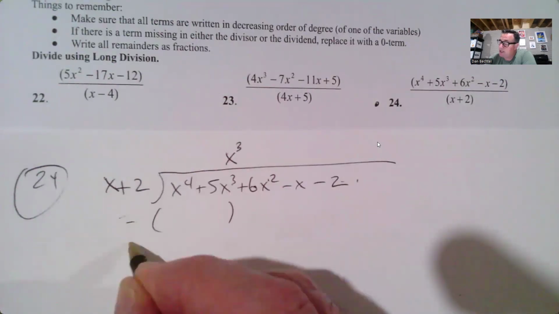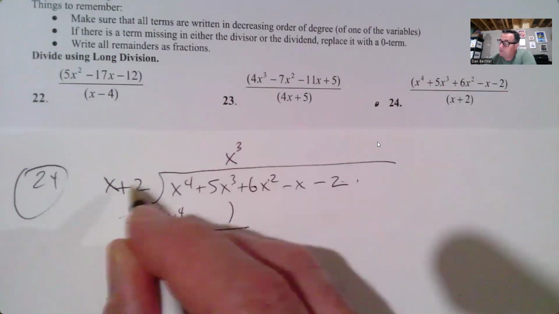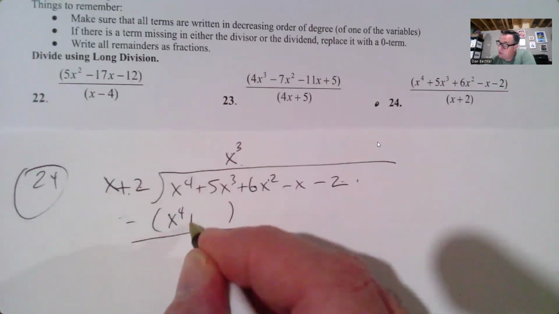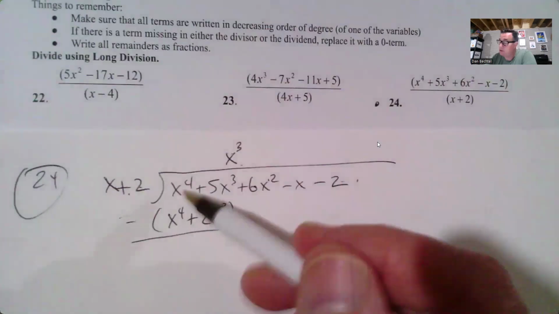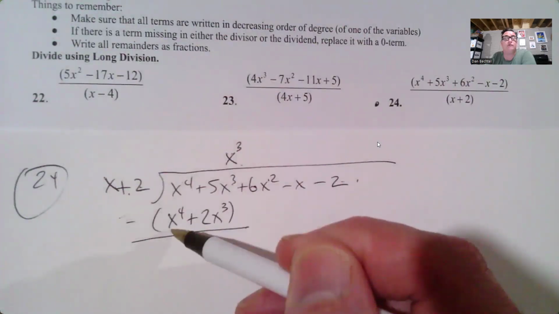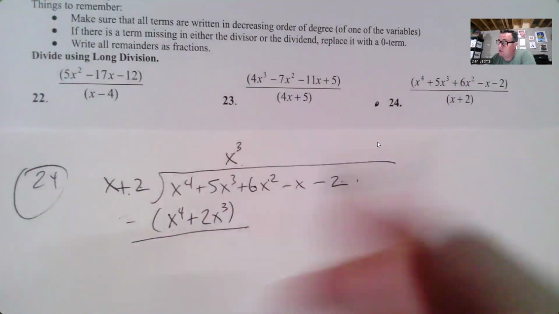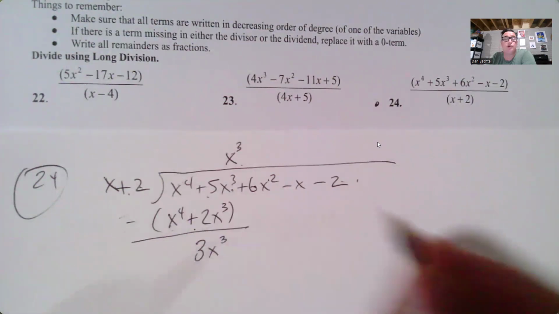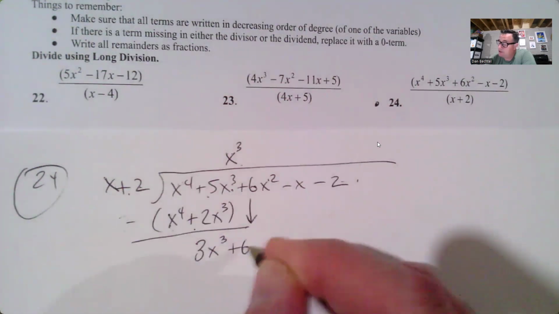And I'm going to subtract that off. So x to the third times x is x to the fourth. But I also have to multiply it by the second thing here, so x to the third times 2 is positive 2x to the third. If we did it wrong, then these wouldn't cancel out. But every time we do this, we are leaving away one of those and writing what's left. So x to the fourth minus x to the fourth, gone. 5x to the third minus 2x to the third is 3x to the third. And then like all long division, we just bring the next thing down, plus 6x squared.